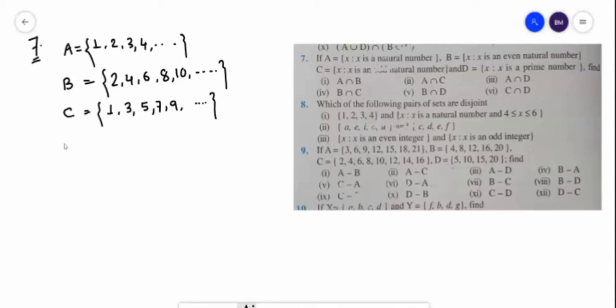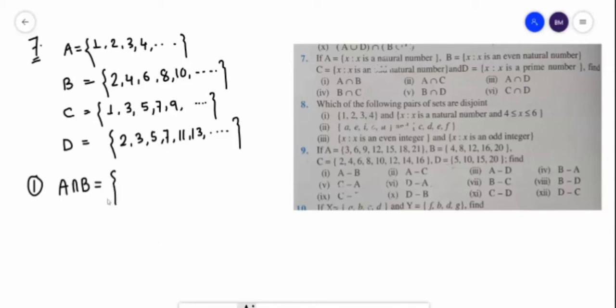Now D is equal to the set of x where x is a prime number, so 2, 3, 5, 7, 11, 13 and so on. What we have to do is find, first, A intersection B. Roman 1, A intersection B. Let's check that.